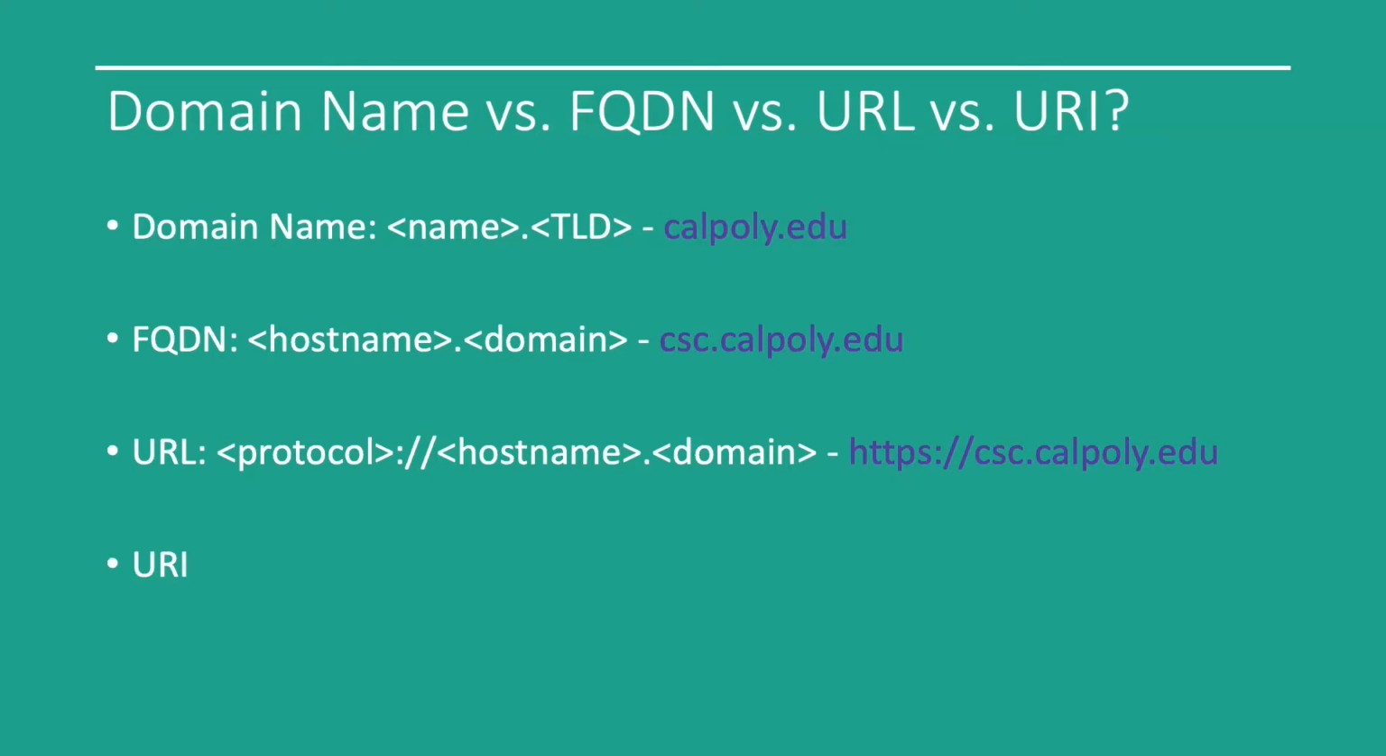But then what's a URI, if you've heard that term as well? Well, a URI is basically just the larger qualifying umbrella category that includes URLs within it. So all URLs are URIs, but a URL is just a much more specific type of URI. And URI stands for uniform resource identifier.